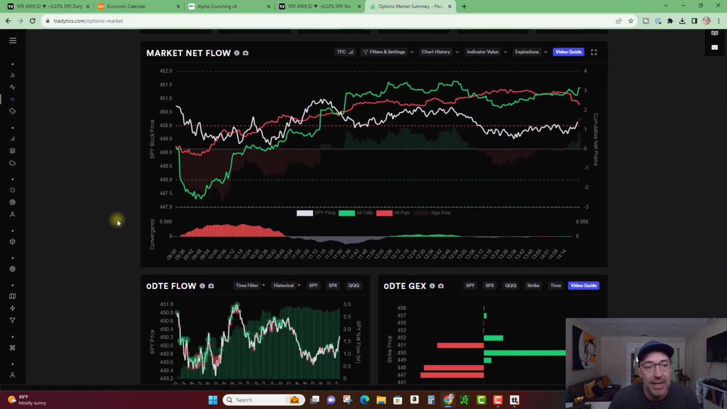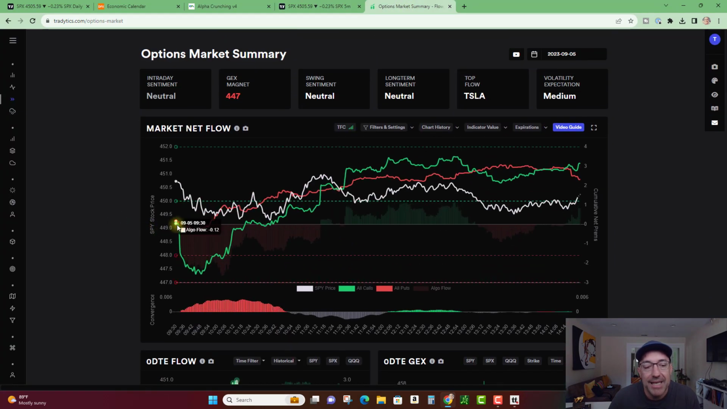And here I'm looking at market net flow. And in the beginning, and this is in SPY terms, when the market sold off, we did see some call selling and put selling, but then both reversed at the same time. So slight put selling, a little bit more call selling, but they both went up together. So this is telling me there isn't a strong trend in either direction. There's no sentiment.